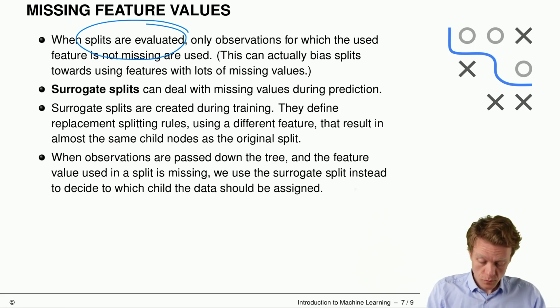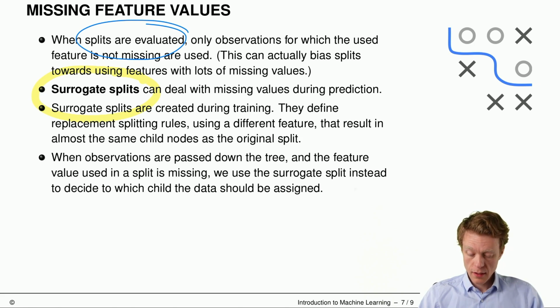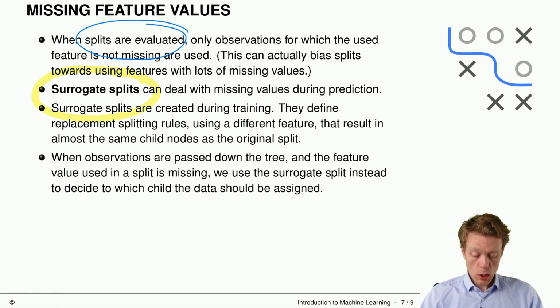So what do we do? We use surrogate splits. These surrogate splits can deal with missing values during prediction. How does this work? The surrogate splits are created during training, and these surrogate splits define replacement splitting rules that use a different feature but result in almost the same child nodes as the original split. I have an example on the next slide. When observations are now passed down the tree and the feature value used in the split is missing, then we just use the surrogate split instead to decide to which child the data should be assigned.